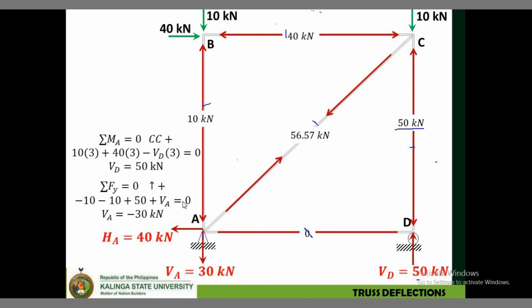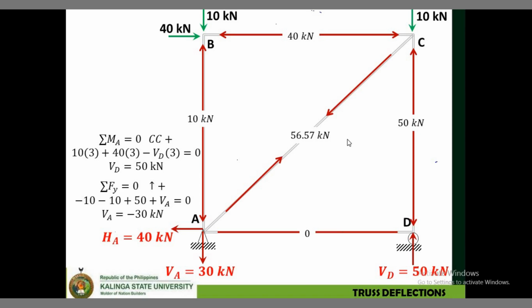Kay member AD naman, it turned out in my analysis, this is equal to 0. Then, member AB, 10 kilonewtons siya, and it is under compression. Same with BC, 40 kilonewtons and under compression. Kay member AC naman, ang lumabas sa calculations ko, member AC is equal to 56.57 kilonewtons and under siya ng tension.